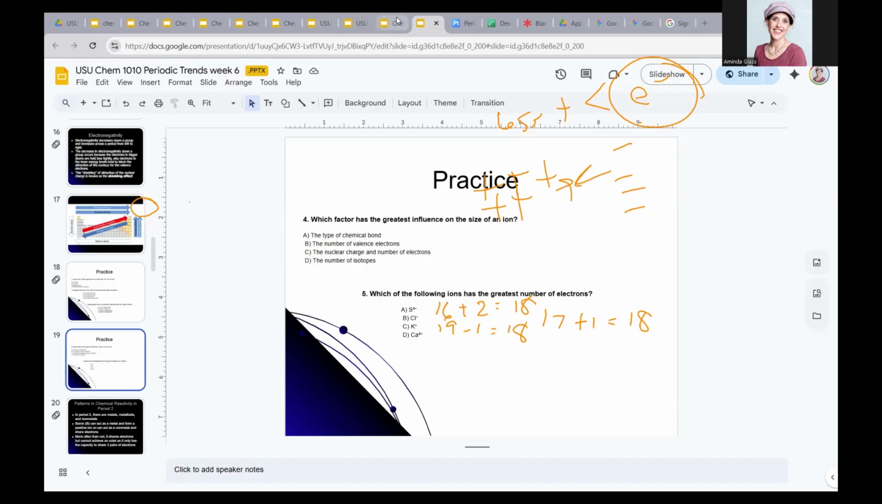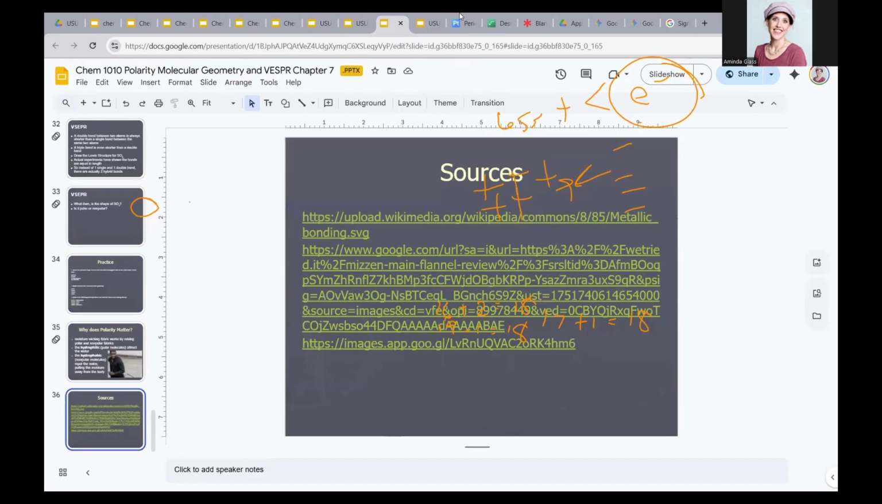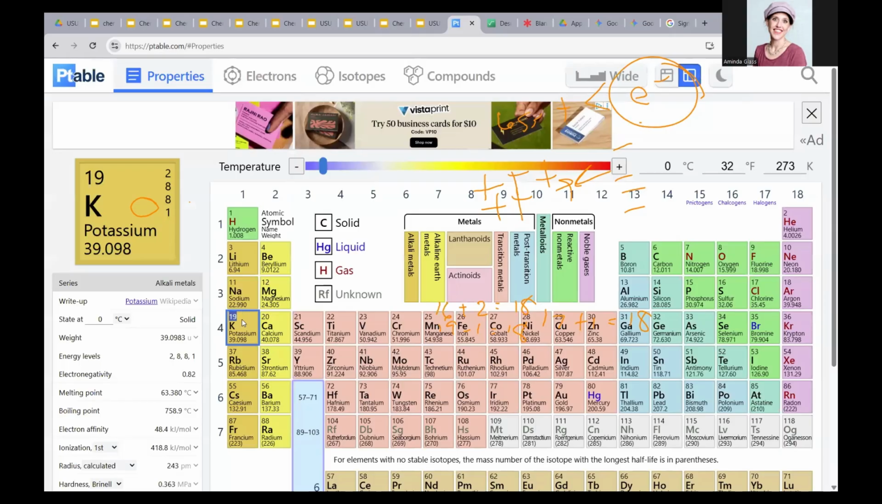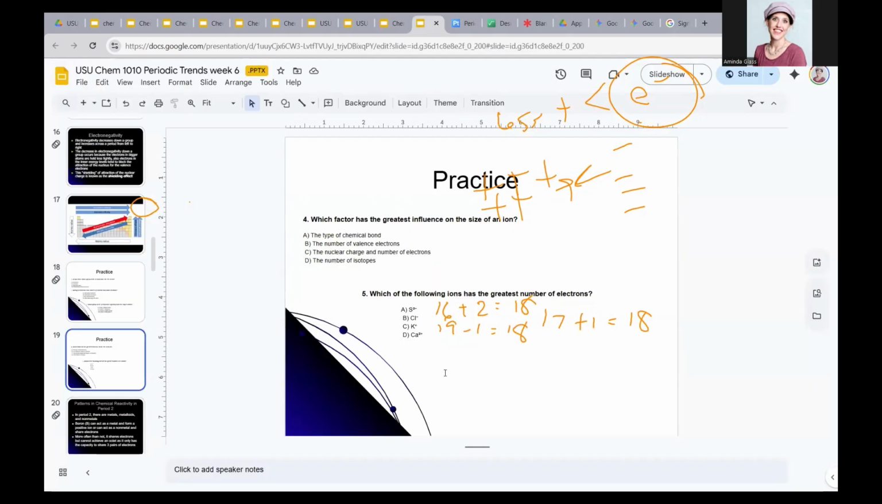So now let's look at calcium. Calcium is here, and it's 2 plus. So that means it's lost 2 electrons, which means it's at 18. So these are all the same.